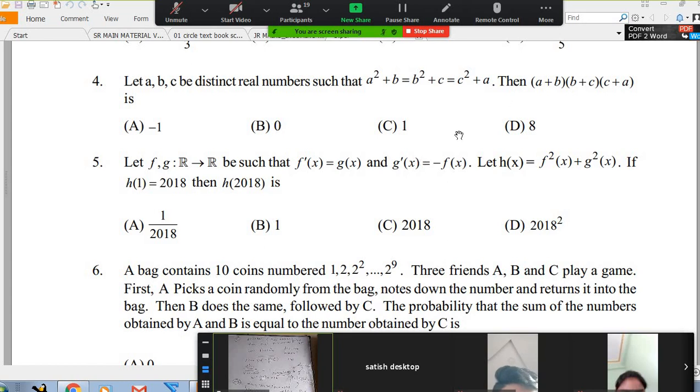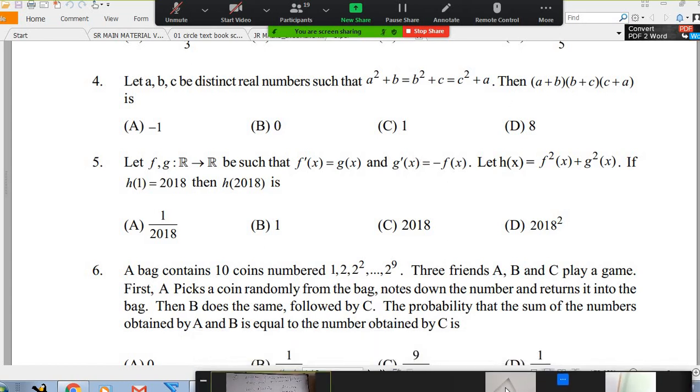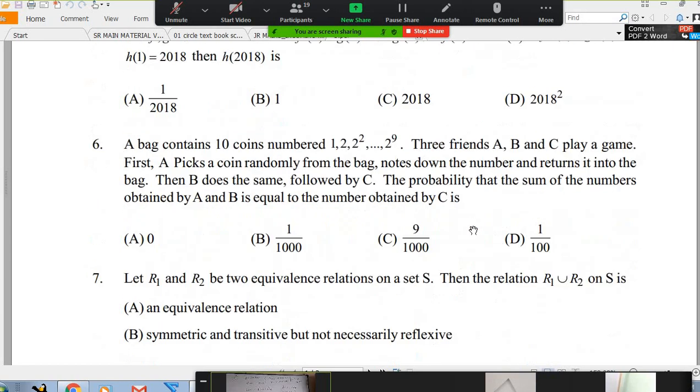Okay. This is a simple question. I just elaborately discussed a little more so that it may be useful for other questions. Other answers are simple options.